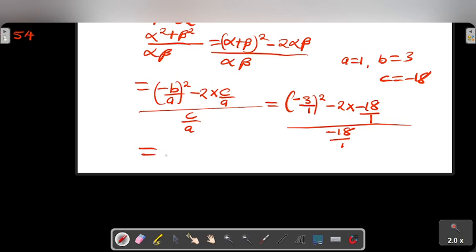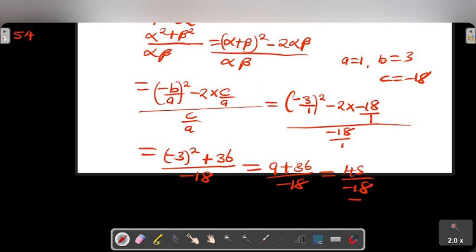So we have negative 3 over 1. That will give us negative 3. Then this will be squared minus, then we have negative 2 times negative 18. That will give us positive 36. Okay. Then over negative 18 over 1, that will give us negative 18. So now negative 3 squared, you have 9, plus 36 over negative 18. So here we have 45 over negative 18.